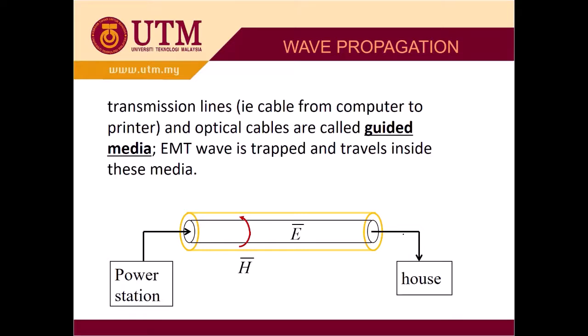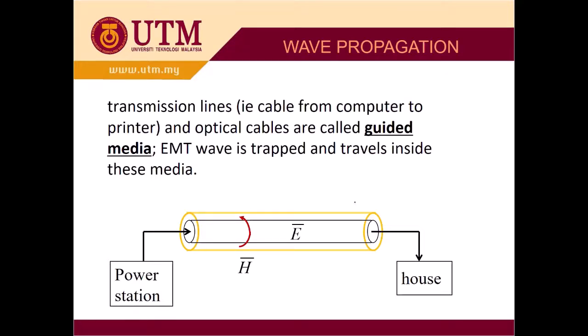For the wave propagations, we have a transmission line that we always analyze. The transmission line, for example, we have cable from computer to printer and optical cable. This is what we call a guided media. EMT can be trapped and travel inside this media. So this is what we call the wired communications, and we have wireless where we don't have to use a cable. Right, so this is the difference.